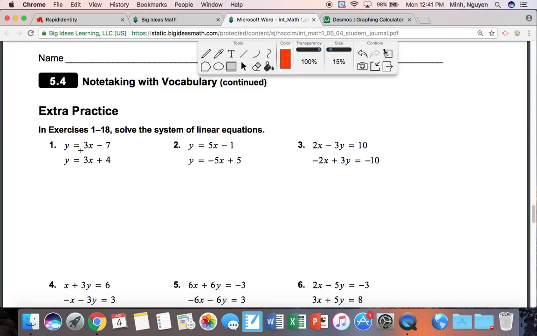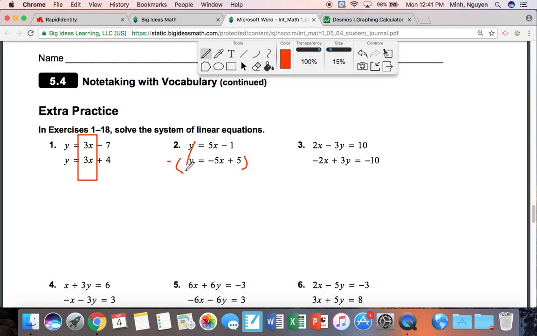Also, I forgot to mention, if they're parallel, they have the same slope, right? So if you notice that they have the same slope, then you should realize that they're parallel. If they're parallel, there is no solution. Anything that is not parallel, so like 5x and negative 5x, is probably going to have a solution. So let's work it out.